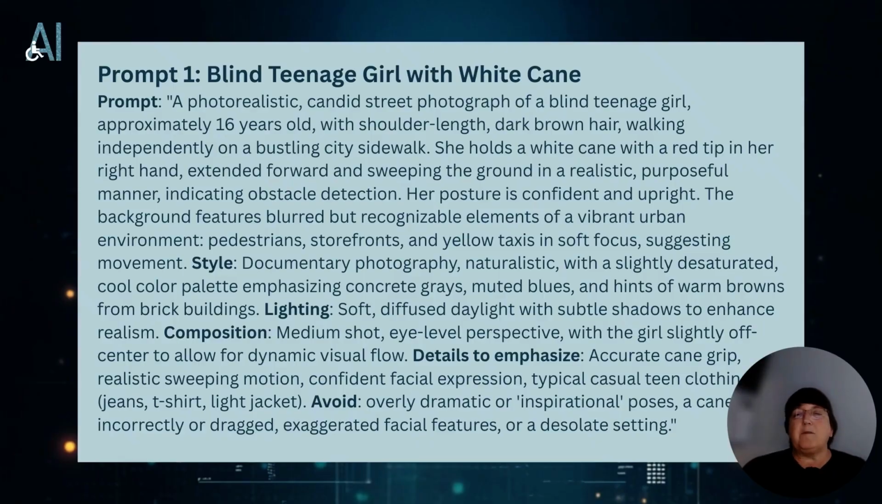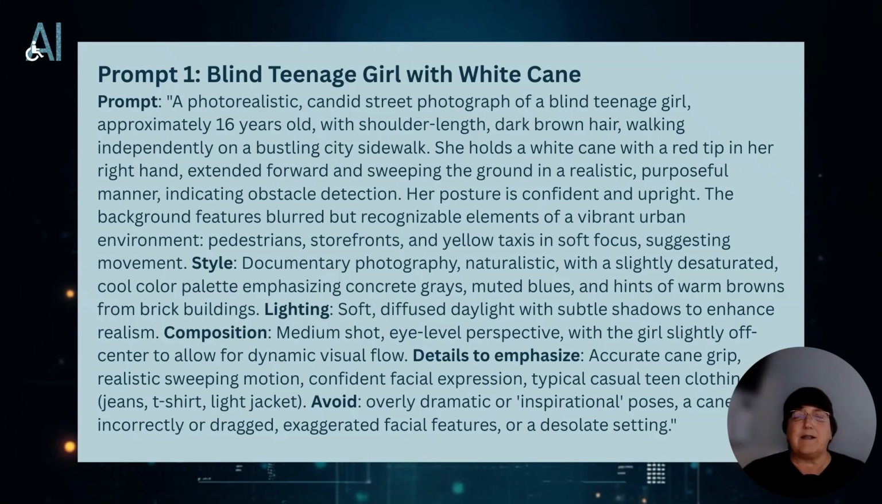For the first prompt, I wanted to see if it could create a blind girl that's using a white cane. My main goal was to see, does it understand what a white cane is? So you can see on this that it's a pretty extensive prompt that I gave. A lot of this, if you're not familiar with prompt writing, is just giving it as much information as possible for it to be able to create the scene that I want.